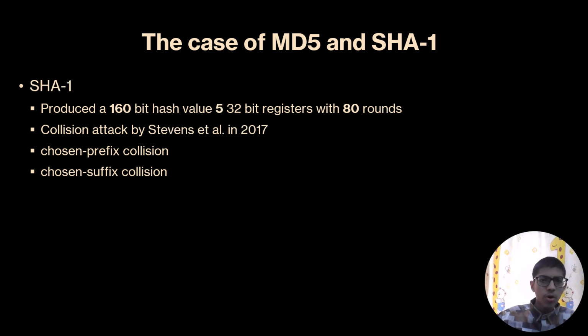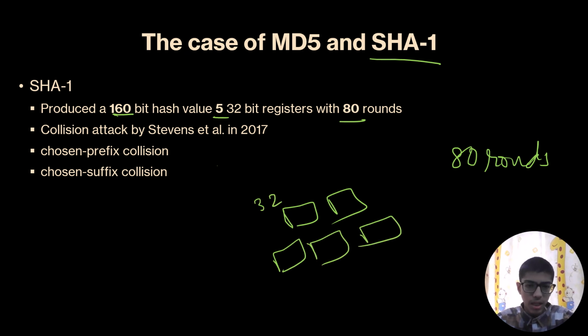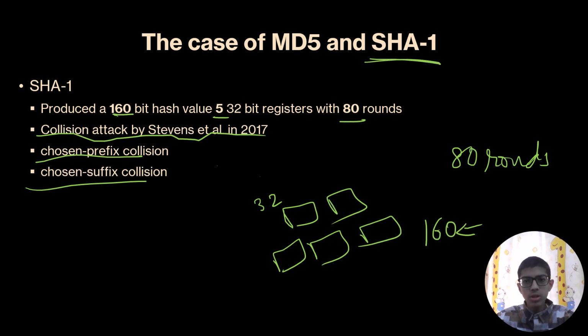Now, in the case of SHA1, all the values change, and they improved the efficiency as well. So we have 80 rounds instead of 64, and 5 processing units, each with a 32-bit constant, so in total we have a 160-bit hash value. Now, a collision attack by Steven Sattel in 2017, previously by some Chinese scientists in 2014, calculated the differential characteristic for this, and they broke SHA1. MD5 was also broken by the same method.